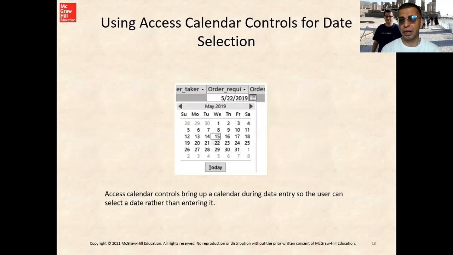Using the Access calendar control for the date, you drop down the menu and you select the date. So that will avoid confusion whether you're using month, day or day, month. The Access calendar control brings up a calendar during data entry so the user can select a date rather than entering it. You could be entering it by mistake also.